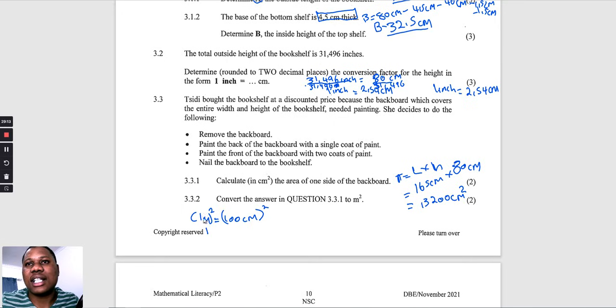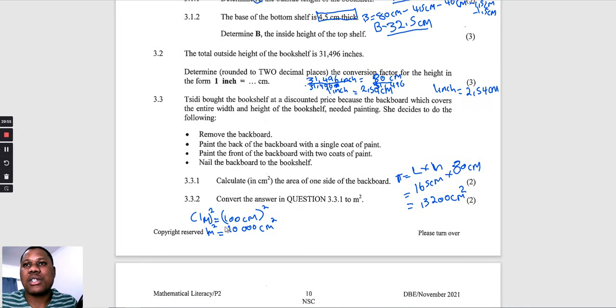So 1 to the power 1 is equal to 1, and 1 to the power 2 is equal to 1. Then meter to the power 2 is meter squared, which is equal to 100 to the power 2. That gives us 100 multiplied by 100, which is 10,000. Then centimeter to the power 2 is centimeter squared, meaning that 1 meter squared is equal to 10,000 centimeters squared. That is the relationship between meter squared and centimeter squared.